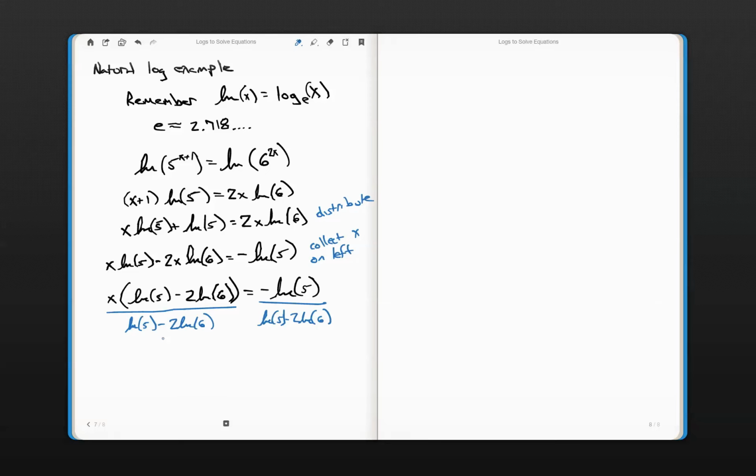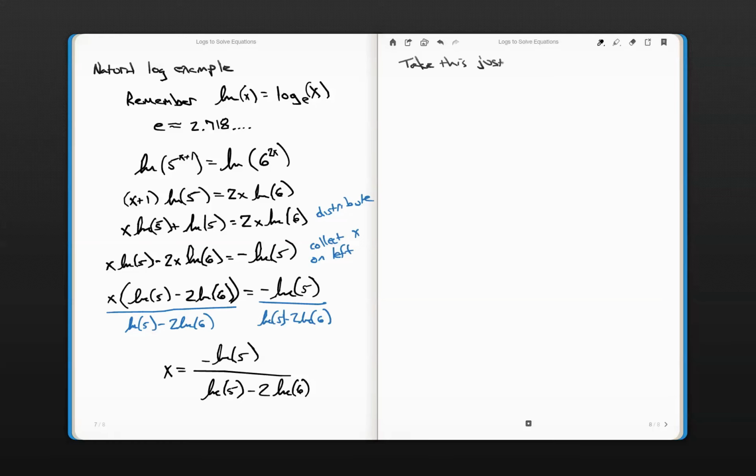So what do I have now? All I have left here is just my x equals negative ln of 5 divided by ln of 5 minus 2 ln of 6. All right, so we have successfully solved for x. Now I can take this just a little bit further.